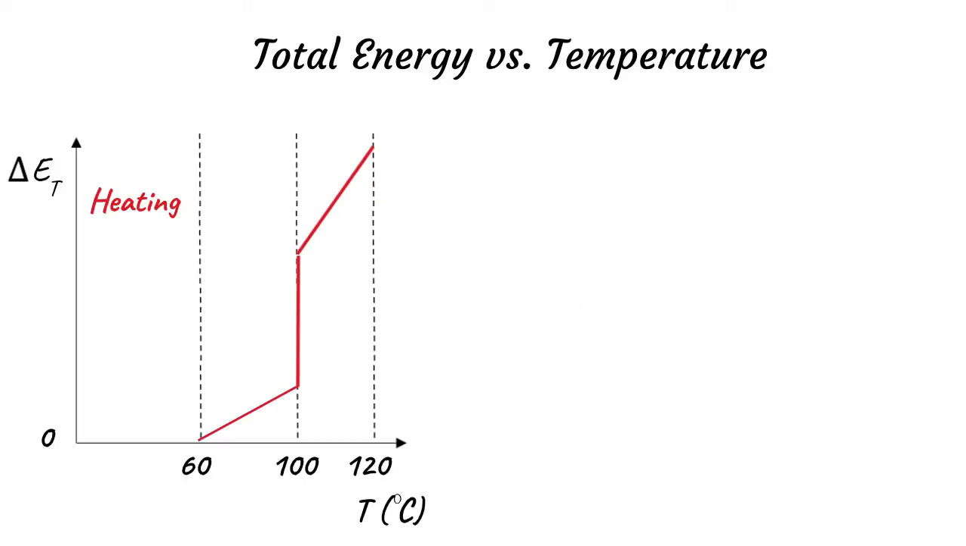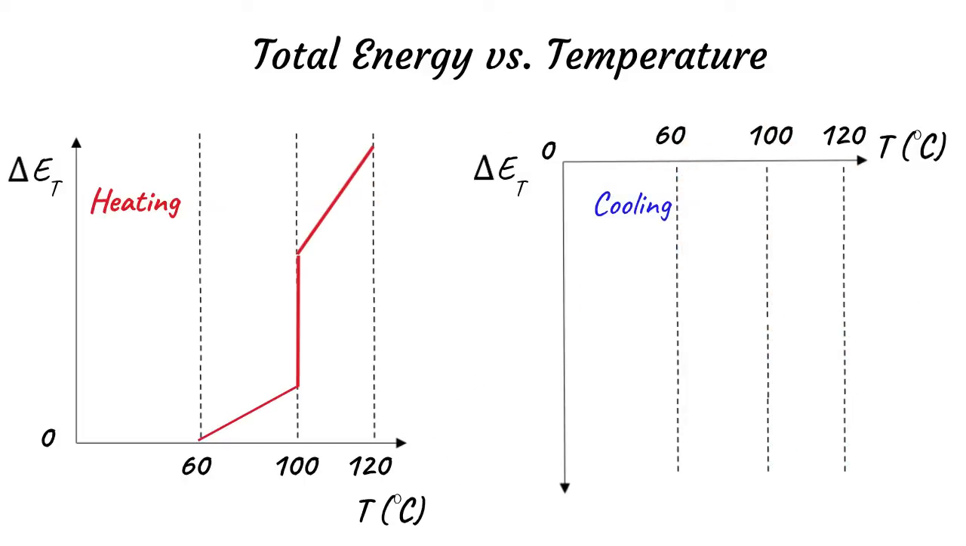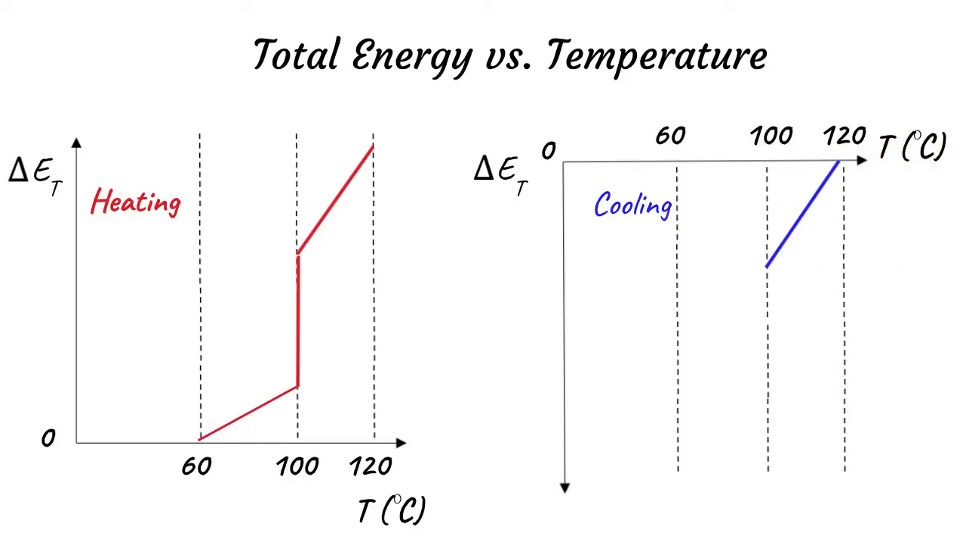On the other hand, when cooling, both kinetic and potential energies decrease with temperature. Therefore, the total energy decreases with the temperature. During the phase transition, the temperature remains constant. Therefore, the change in kinetic energy is zero while the total energy drops with the decreasing potential energy. Once all the water vapor is condensed, the total energy of the liquid water will decrease with the temperature.